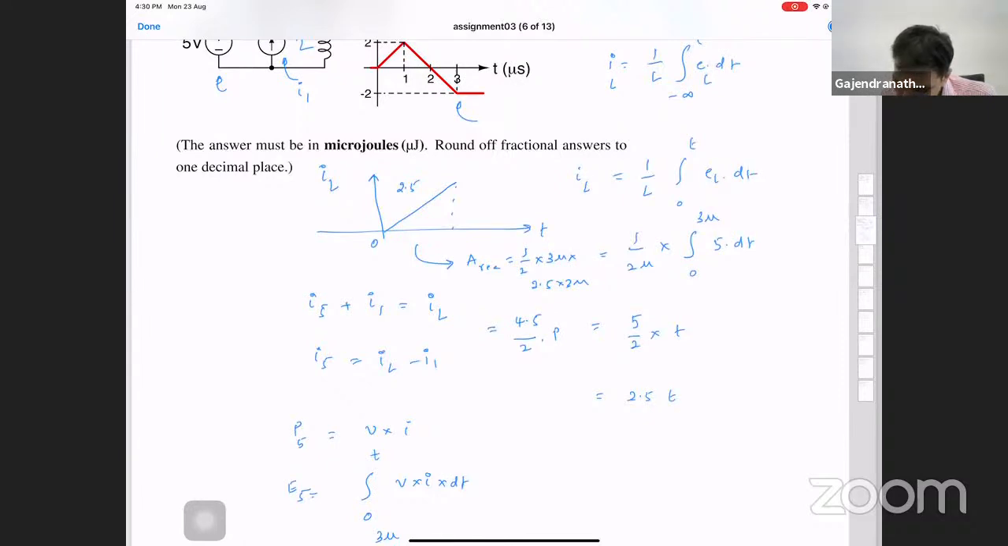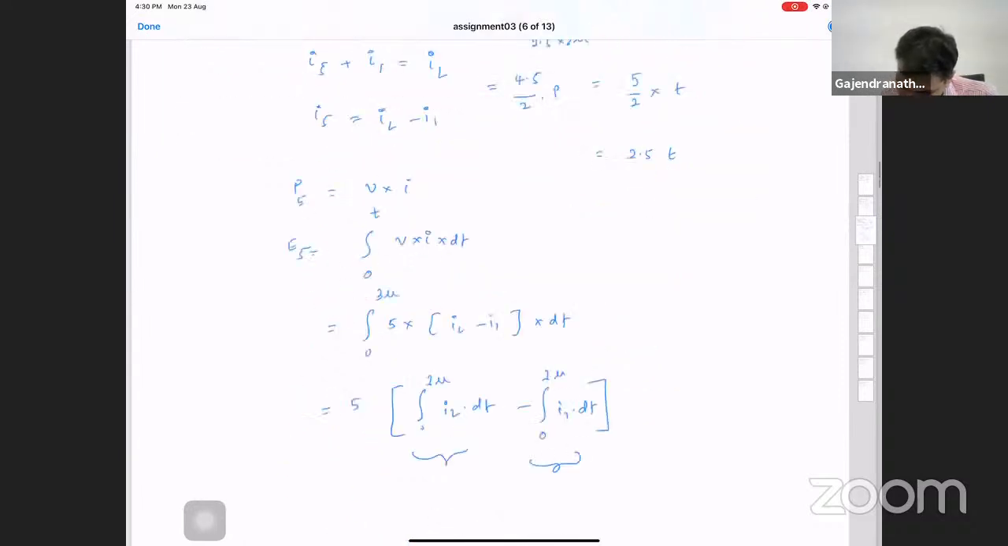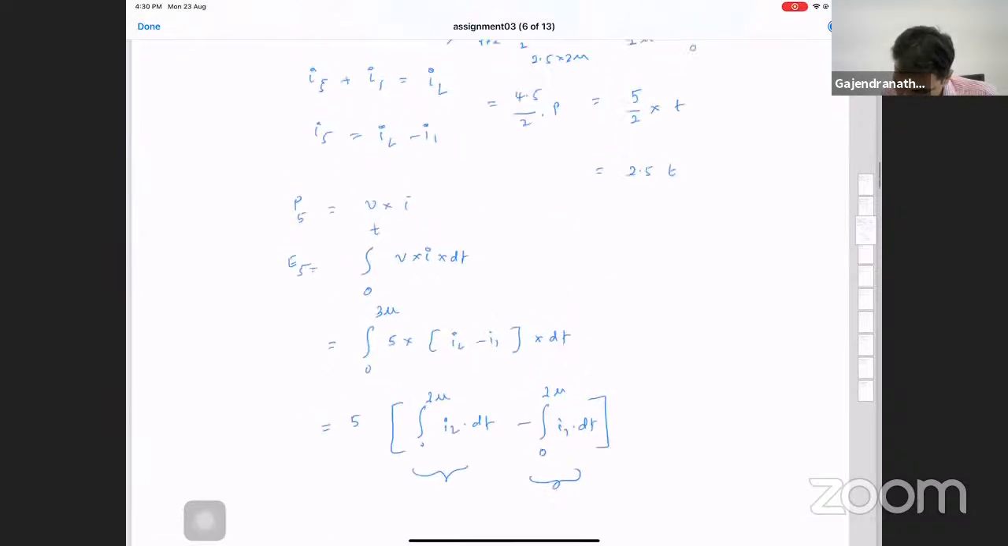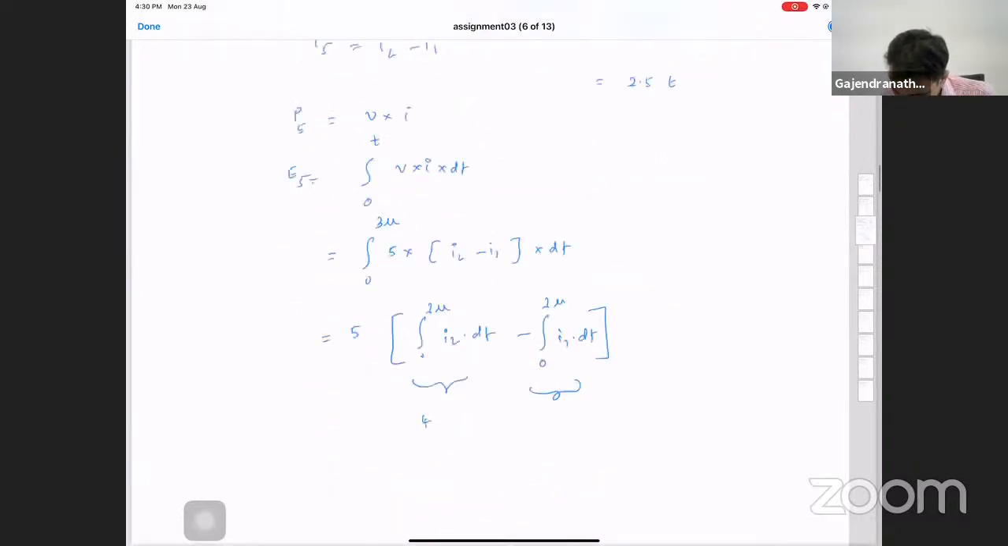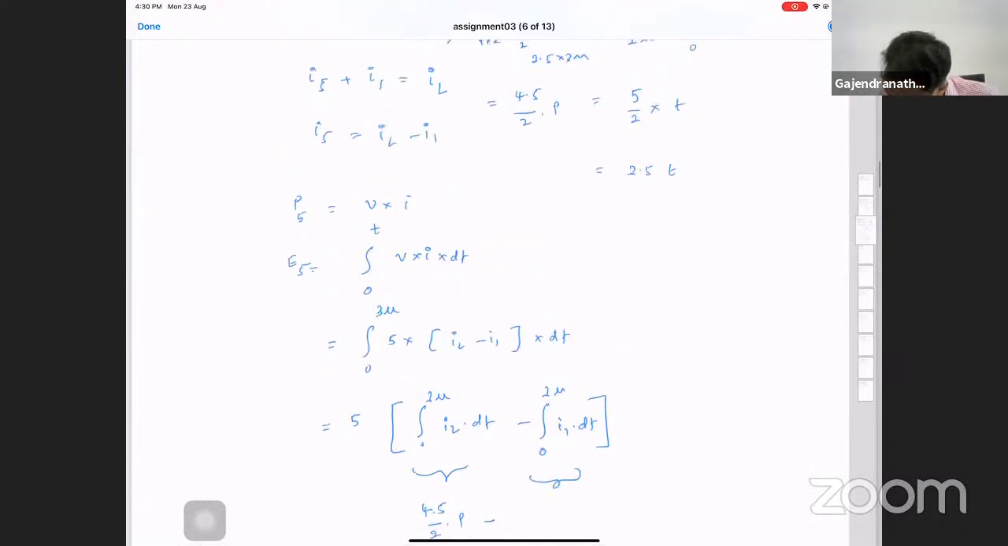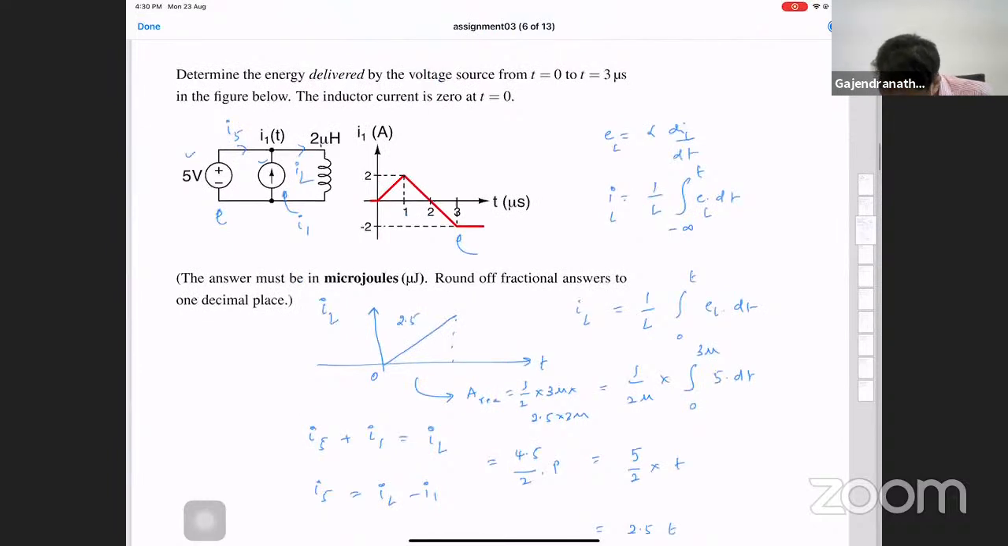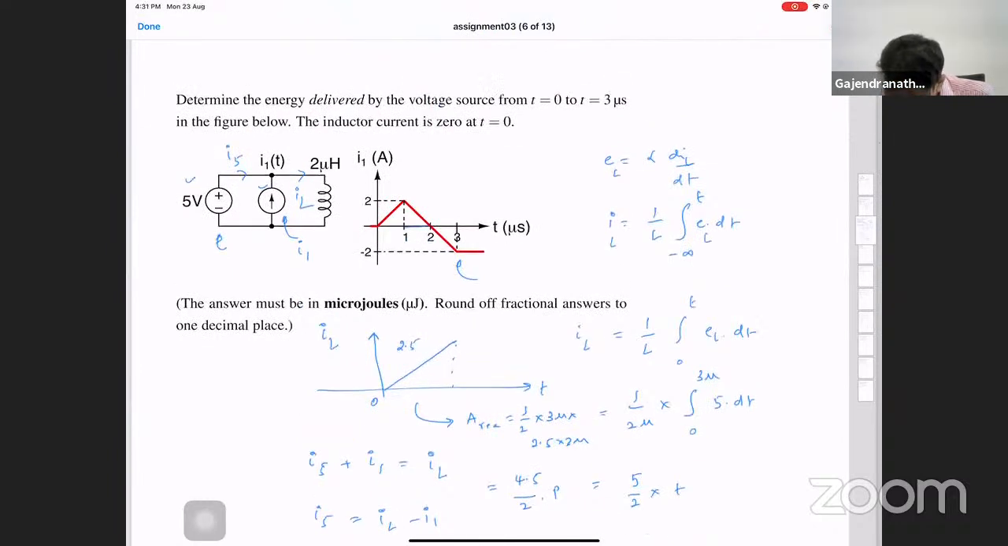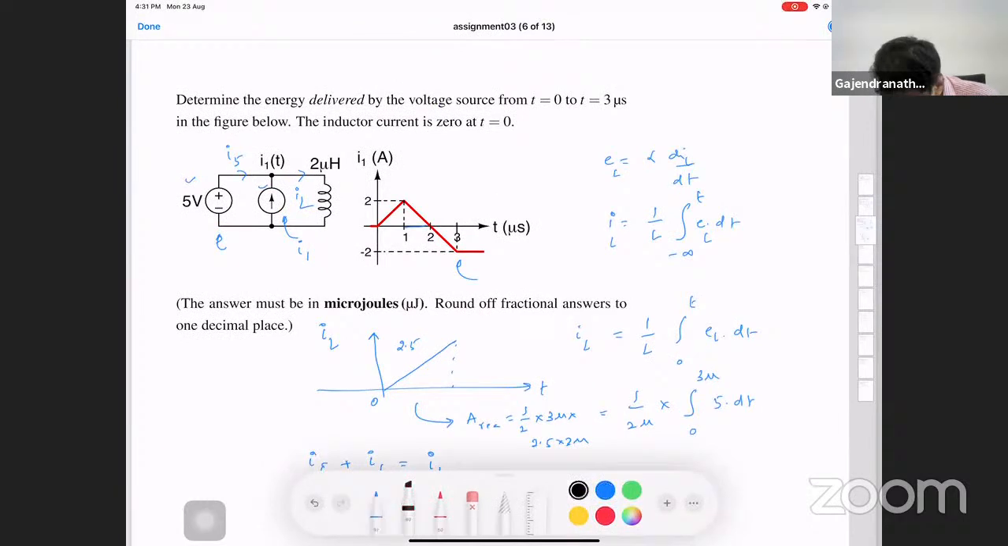So this is an area because of the inductor current, which is 4.5 t by 2 micro minus... Now let's try to find the area under this. If you see, whatever area I have got from 1 to 2 is equal to the area from 2 to 3. This one went from 1 to 2 low, this one went from 2 to 3 low.